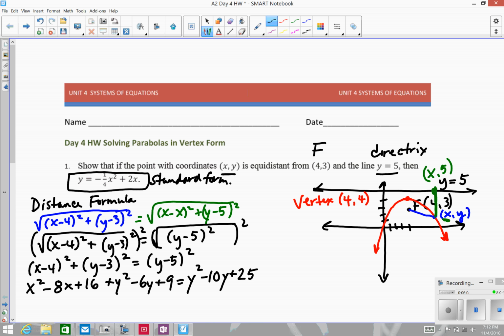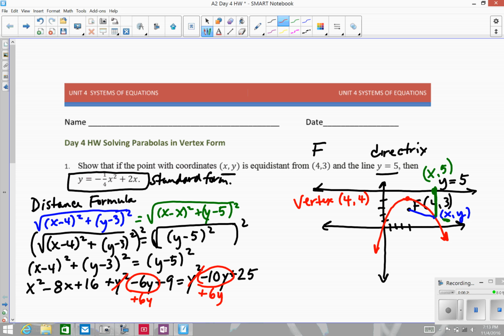And then I want to combine my like terms. I can see I have y squareds on both sides. Those will cancel each other out. I have y terms, minus 6y and minus 10y. I think I'll move the 6y over to the right-hand side. So I'm going to add 6y to both sides.